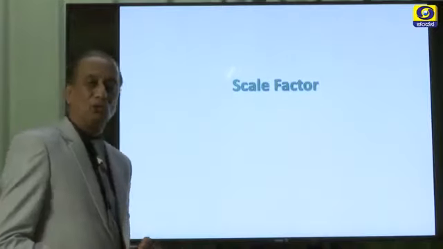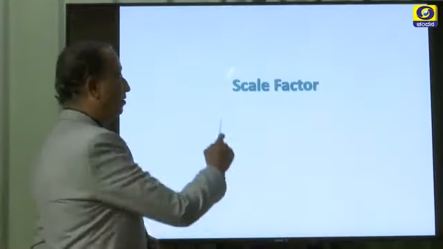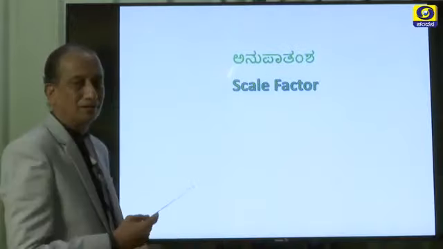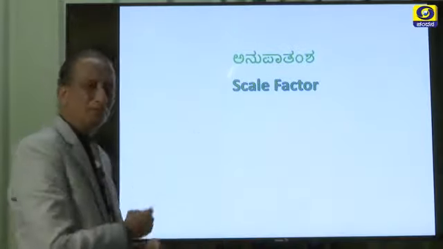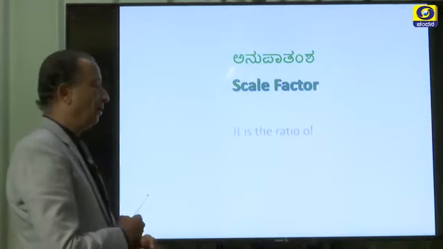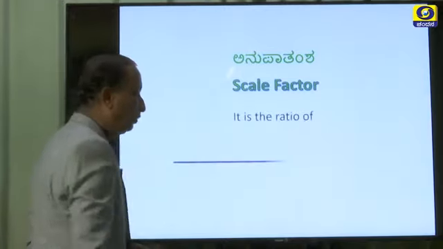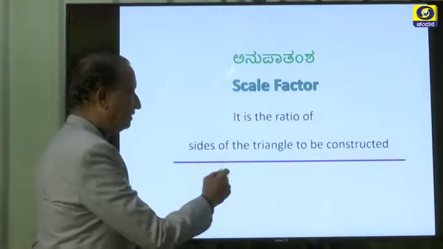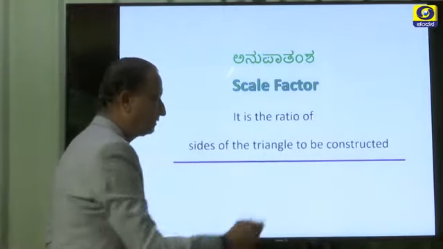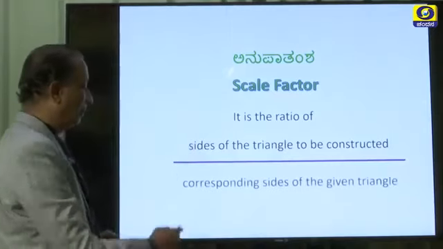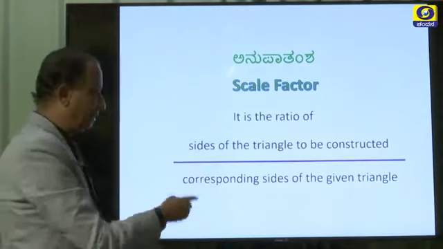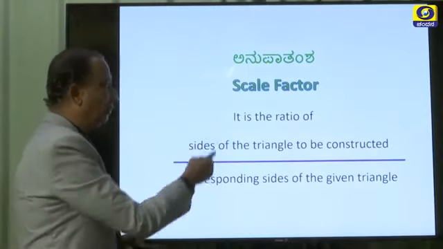Okay. So there is one important concept called scale factor. This is called Anupatamsha in Kannada. What do you mean by the scale factor? It is the ratio of two things. In the numerator, it is the sides of the triangle to be constructed divided by the corresponding sides of the given triangle. The ratio between these two is called the scale factor.